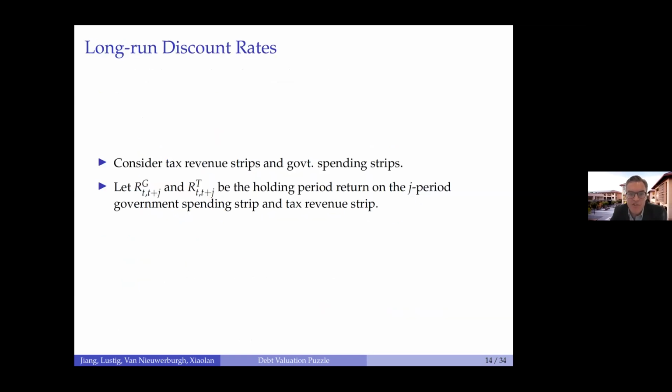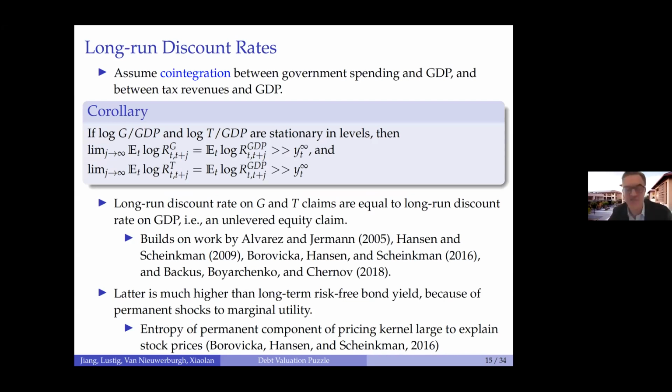All right. So first, I want to briefly highlight the key force in pricing a claim to primary surpluses. To do that, let's think about strips that only pay off tax revenues, say 5 or 10 years from now. So they're like zero coupon bonds, but for risky claims which pay off either tax revenue or government spending strips. And what you can show, and this is actually not really our result, this is just drawing on the literature, particularly on a very nice paper by Backus, Boyarchenko, and Chernov. We're going to show that if you assume that spending is cointegrated with GDP and that taxes are cointegrated with GDP, which we will, then the long-run discount rate for the spending strip and for the tax revenue strip is going to be equal to the long-run discount rate for GDP strips.